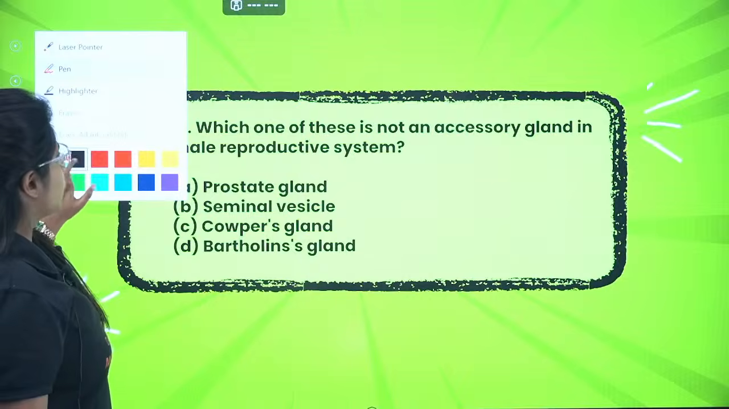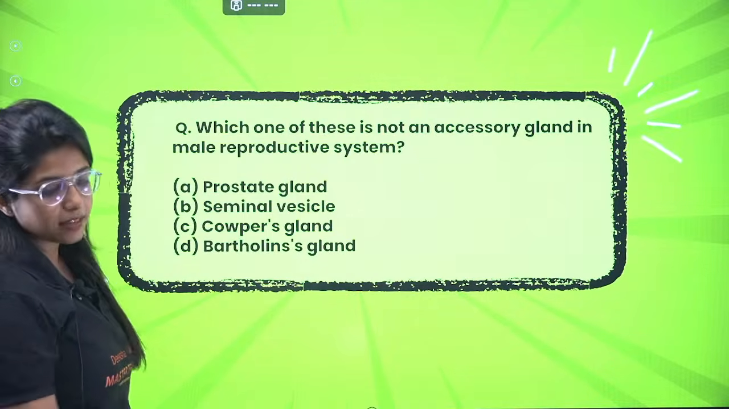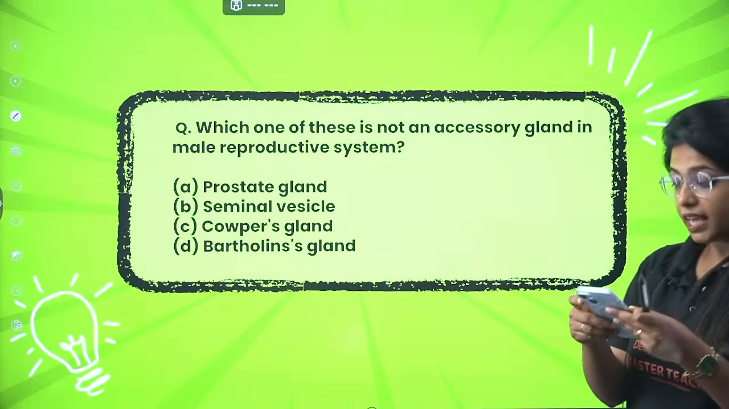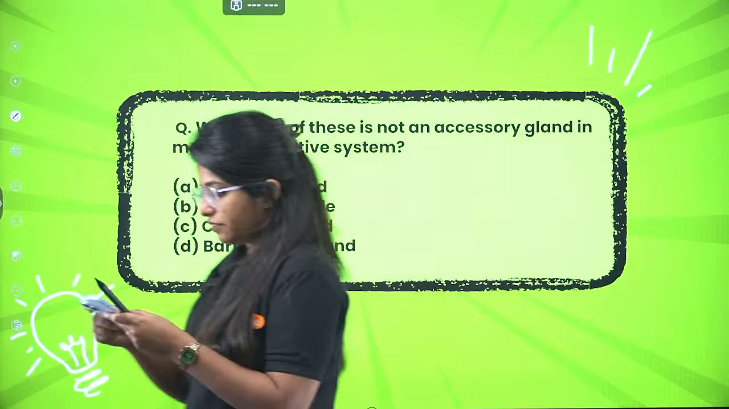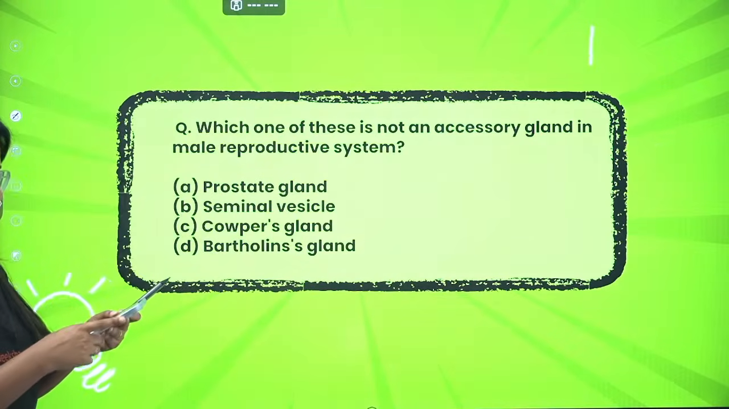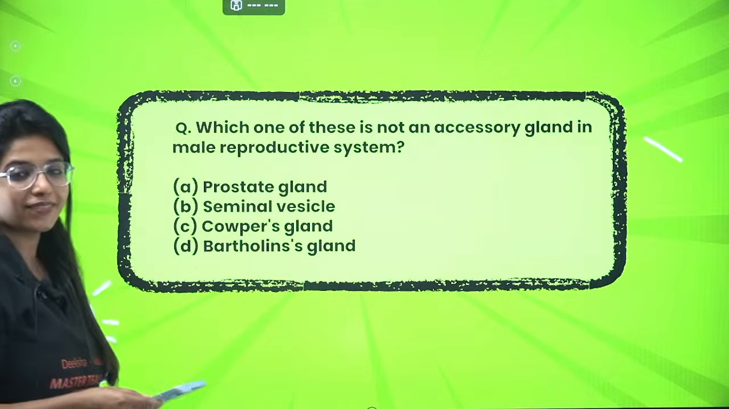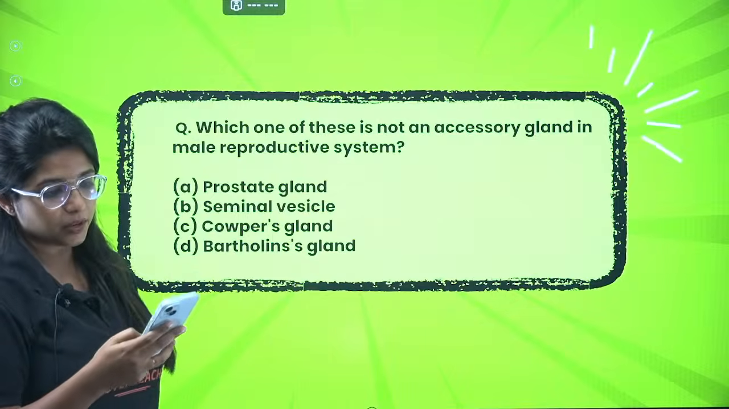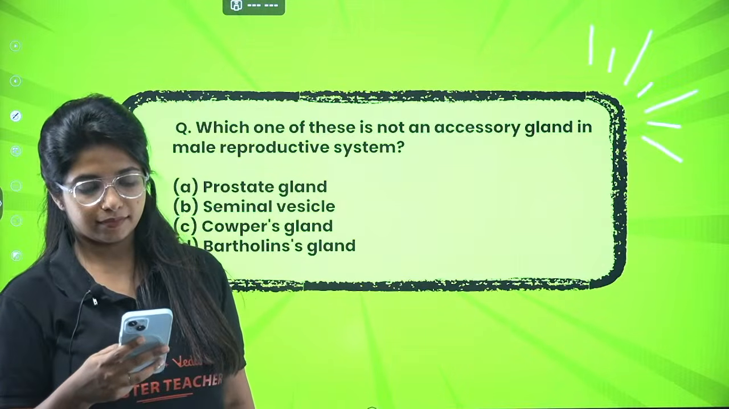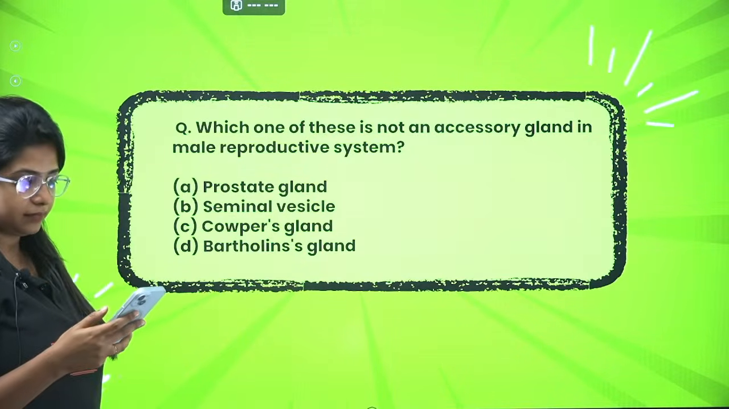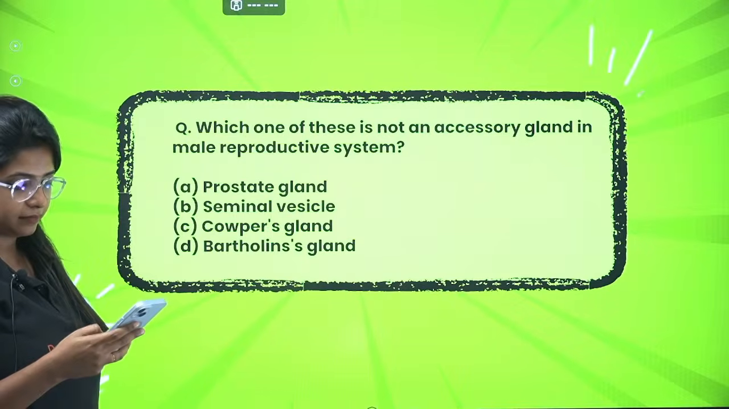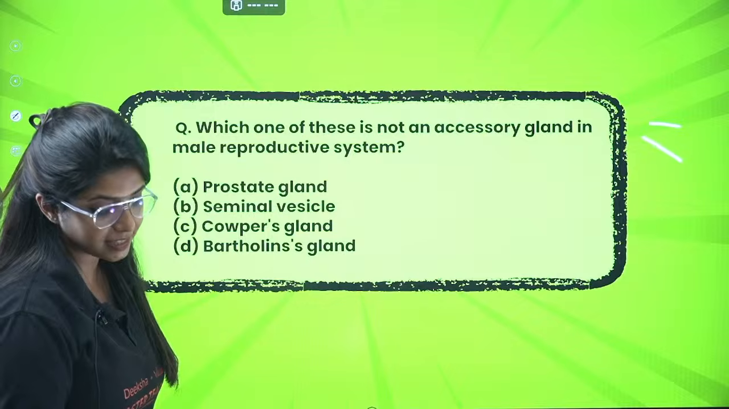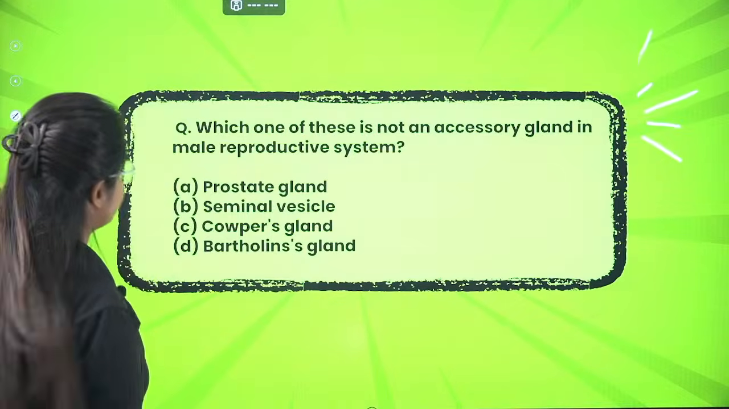Try this question. Which one of these is not an accessory gland in the male reproductive system? Varshini, where are you? Where should I find you from? Okay. Which one of these is not an accessory gland in the male reproductive system? Come on. D is a female gland, and Bhavit also says D. Exactly. What is D over here?